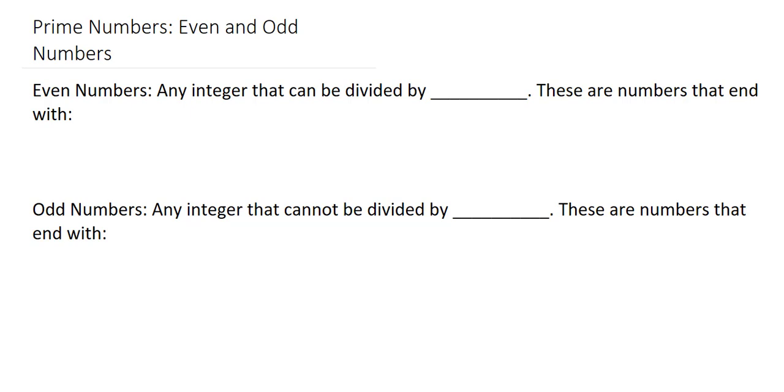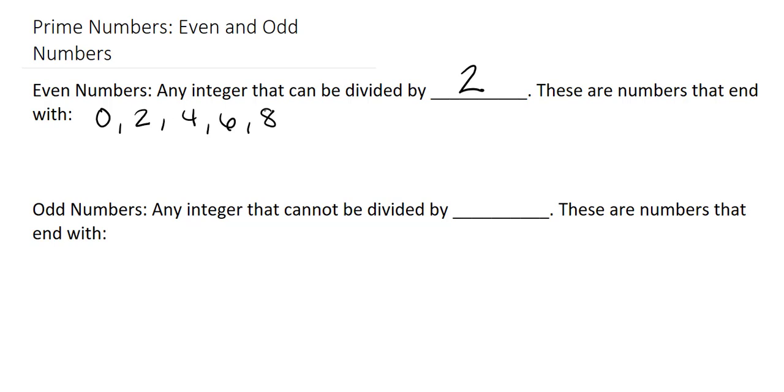Prime numbers, even and odd numbers. So what are even numbers? Well, even numbers are any integer that can be divided by 2. These are the numbers that end with 0, 2, 4, 6, and 8. So any number that ends with those could be divided by 2. And that's an even number.